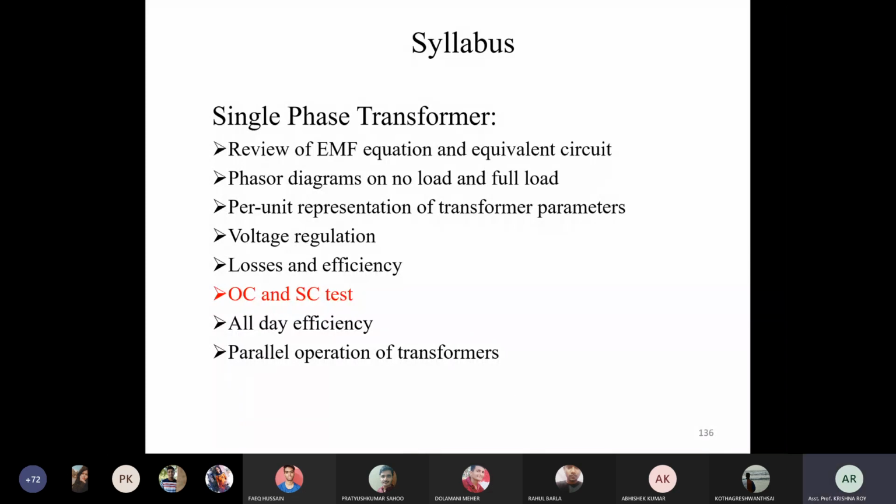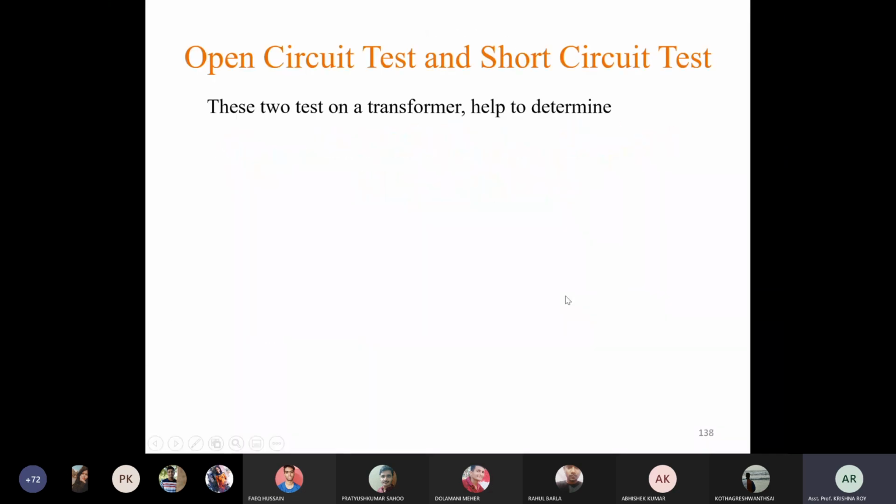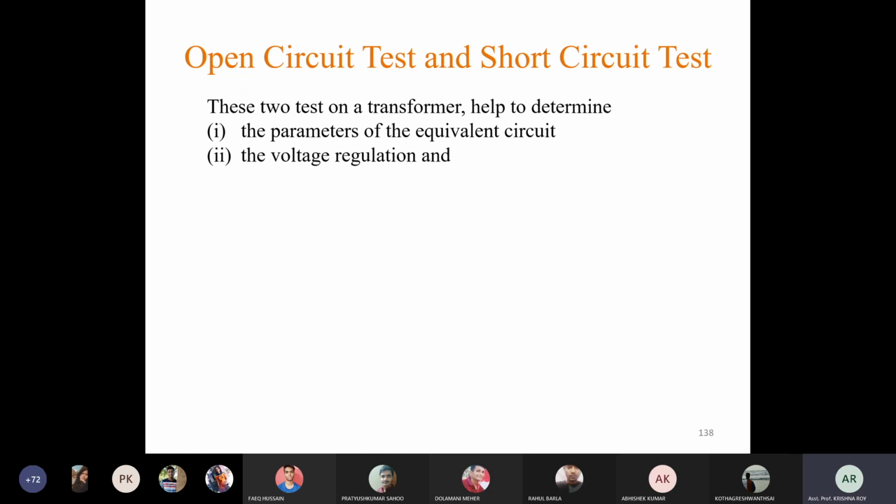So today we are going to discuss the open circuit test and short circuit test, which are performed on a single phase transformer to determine the parameters of the equivalent circuit experimentally, the voltage regulation and the efficiency.